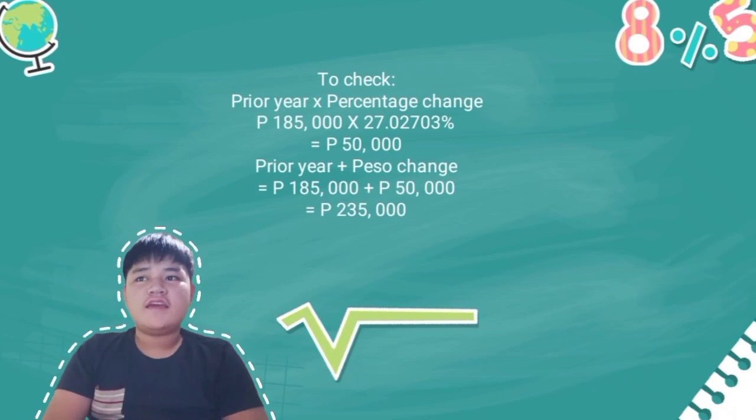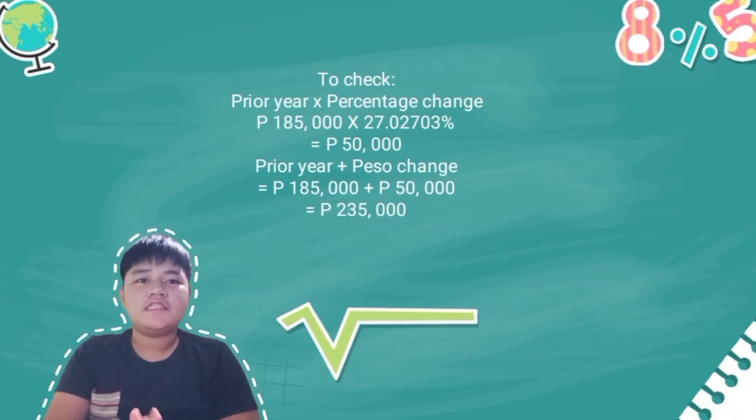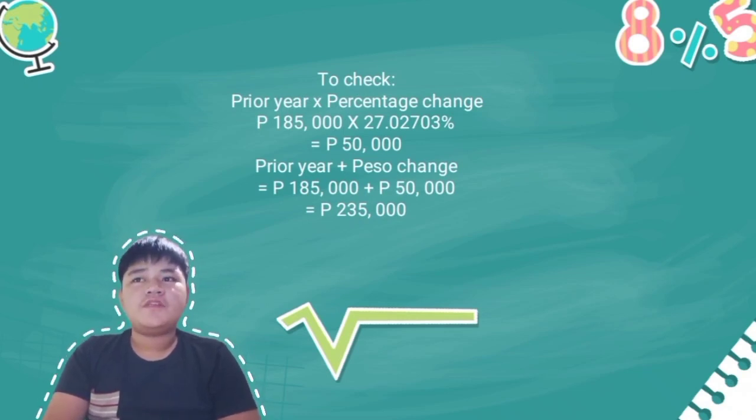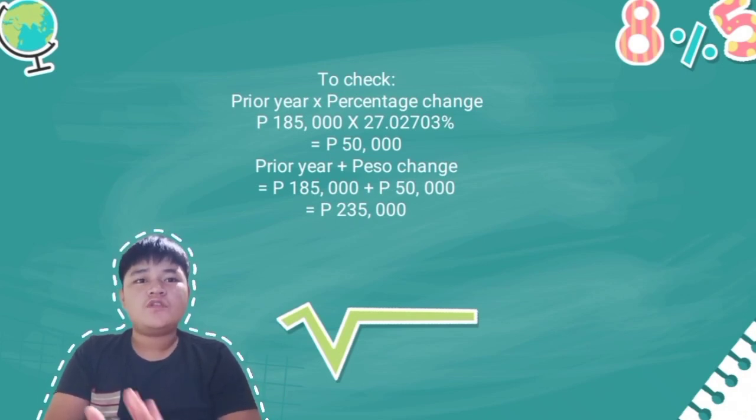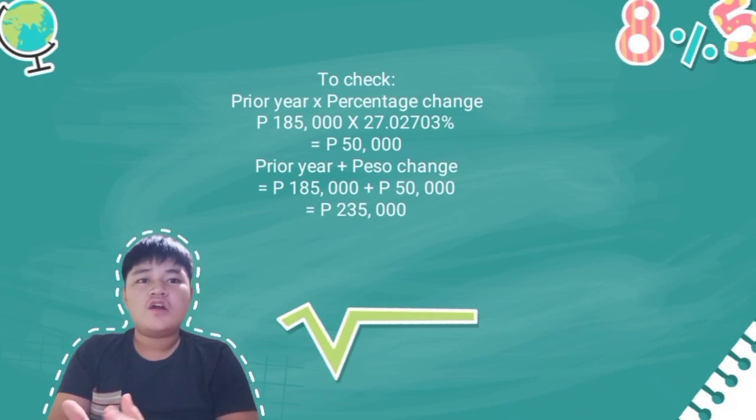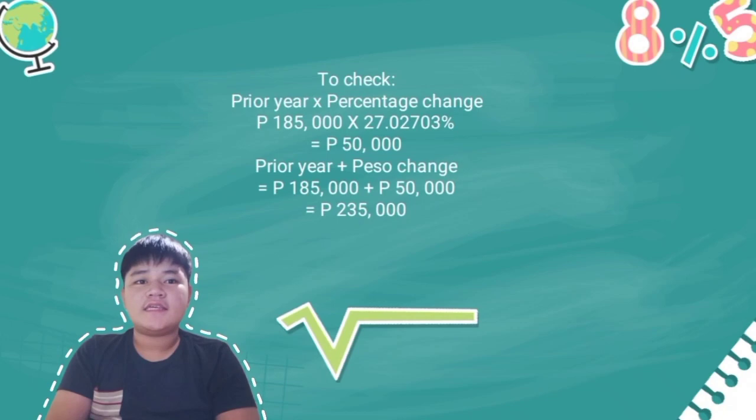27.03%. And to check, prior year multiplied by percentage change: the prior year 185,000 multiplied by the percentage change, which is 27.02703%, is equal to 50,000, which is the peso change. And prior year plus peso change, 185,000 plus the peso change of 50,000, is equal to 235,000, which is the current year cash of RIA's merchandising enterprises statement of financial position.